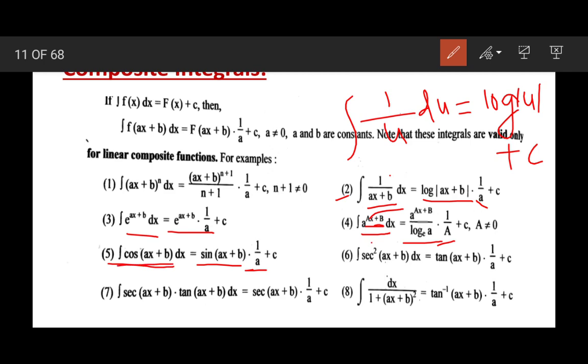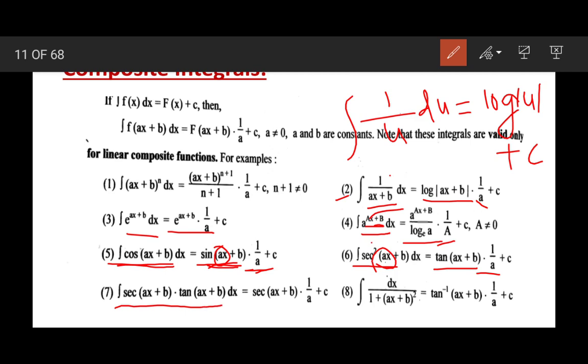We know that integral of cos is sin. So the integral of cos(ax + b) is sin(ax + b) divided by the coefficient of x, so 1 upon a. Similarly, the integral of sec square(ax + b) dx will be tan(ax + b) into 1 upon the coefficient of x.